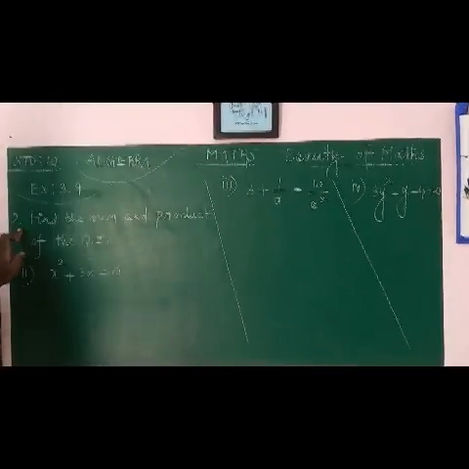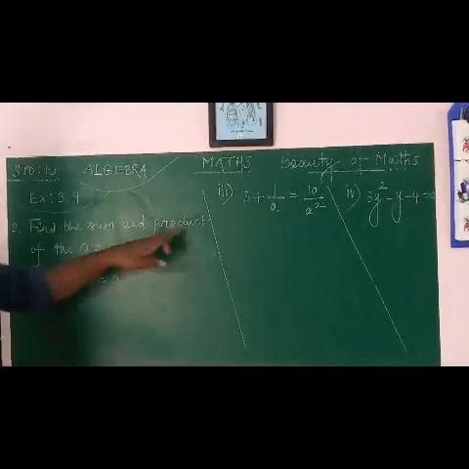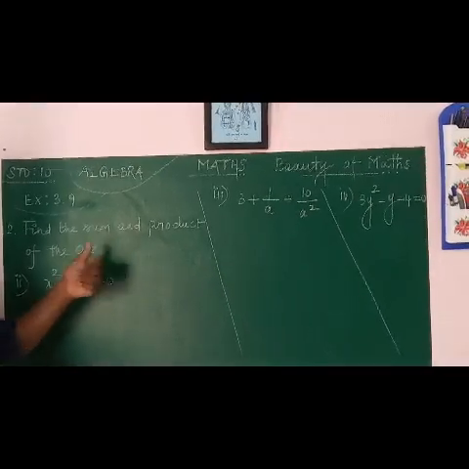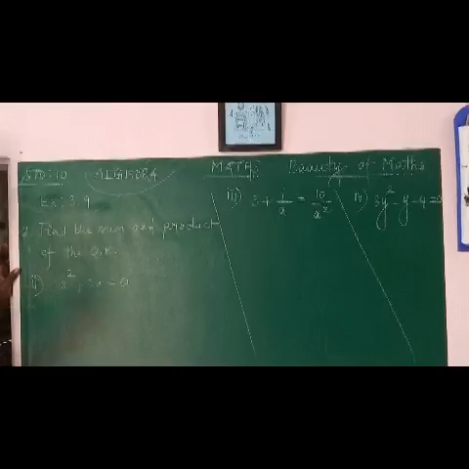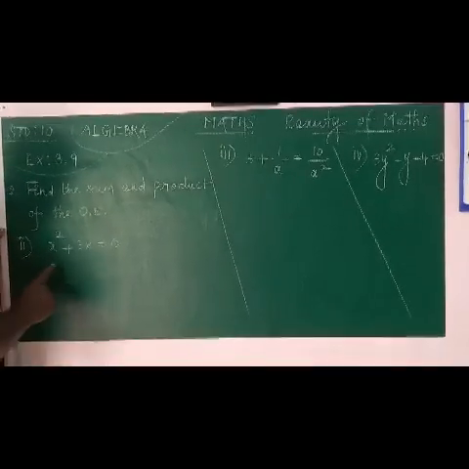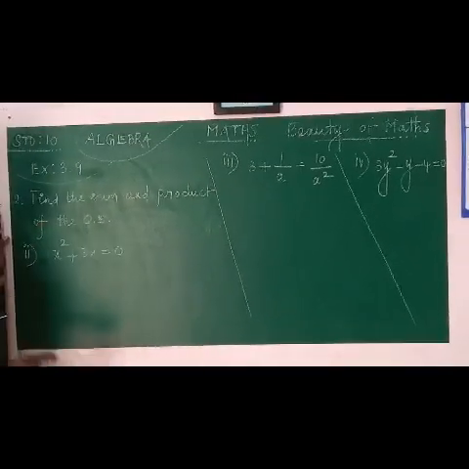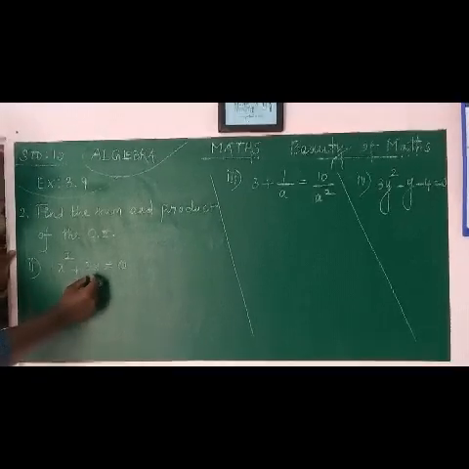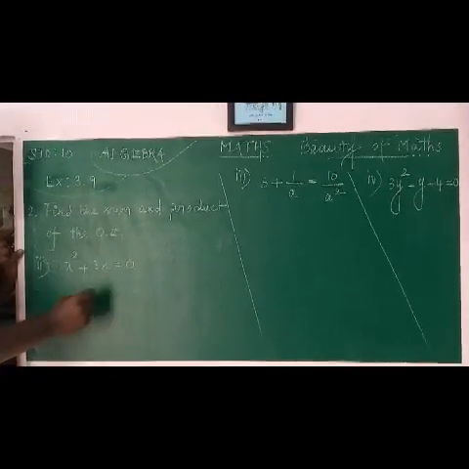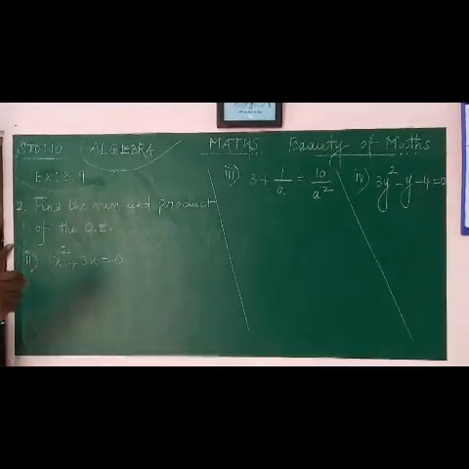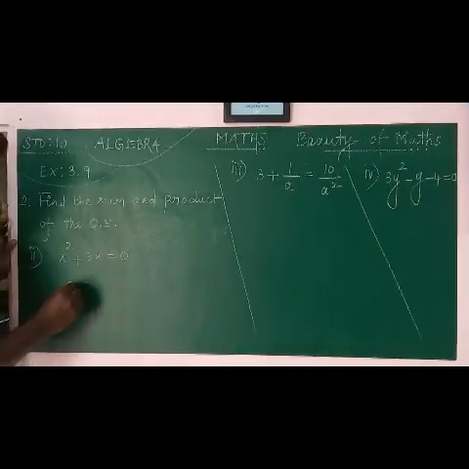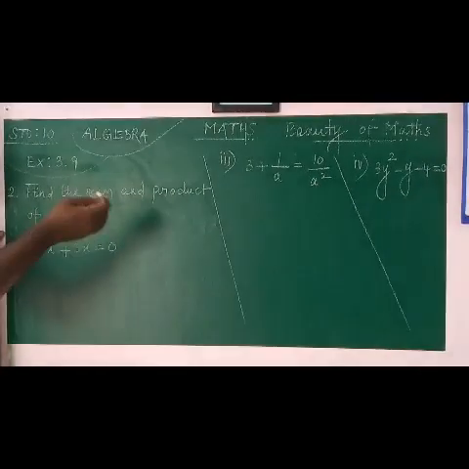Exercise 3.9, second question. The first one we did already. The question is to find the sum and product of the roots of the quadratic equation. The second subdivision, the first one is homework, the second subdivision: x square plus 3x is equal to 0. This is a quadratic equation, you know very well. Here one term is missing, that is the constant term, which means the constant term should be 0.